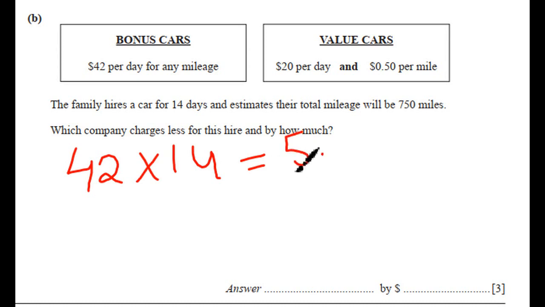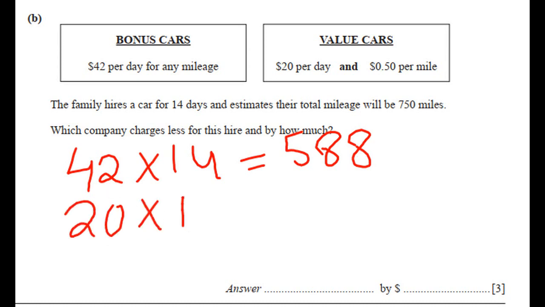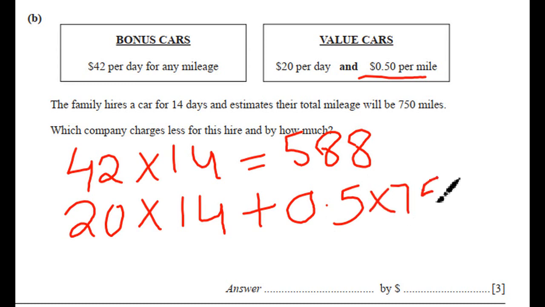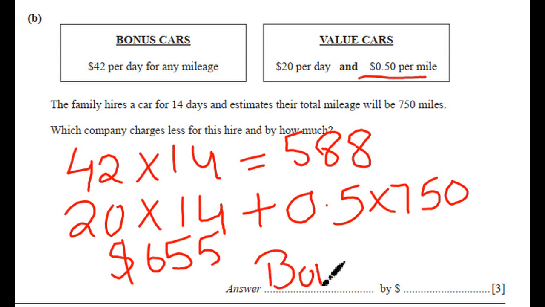$588. Value cars cost $20 per day, so $20 times 14 plus $0.5 per mile, so 0.5 times 750, which gives us $655. So which company charges less? Bonus cars charges less. By how much? Subtract the 2 answers, 588 and 655, and you get $67.